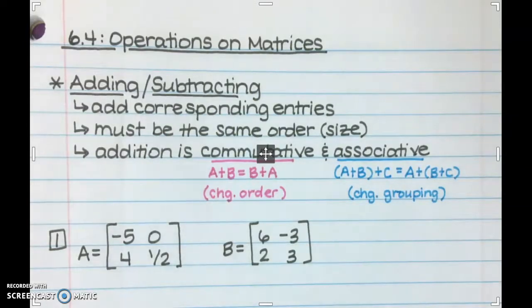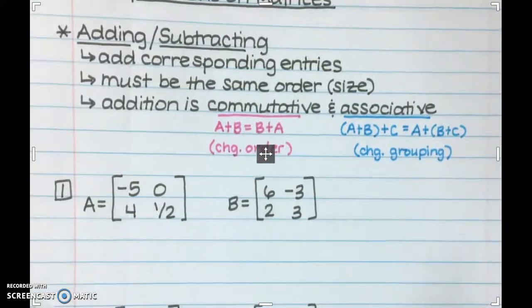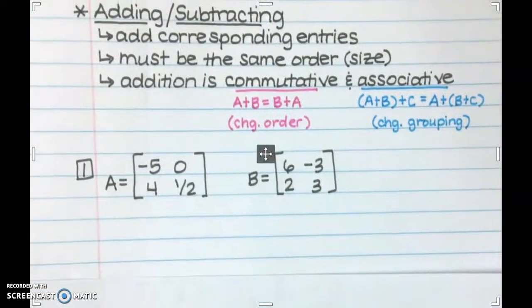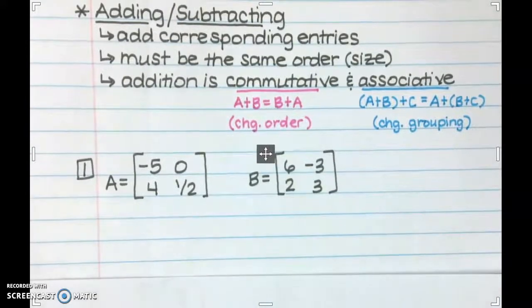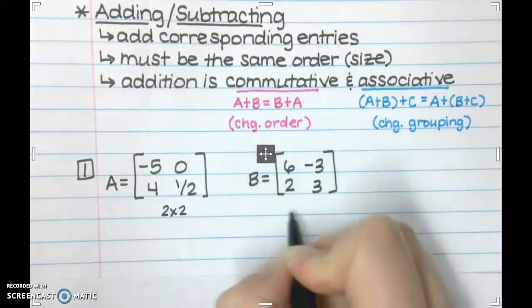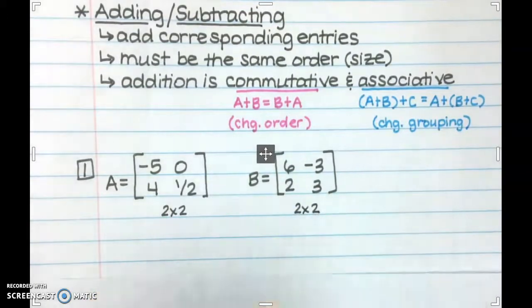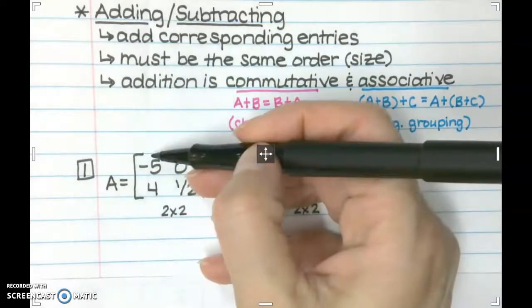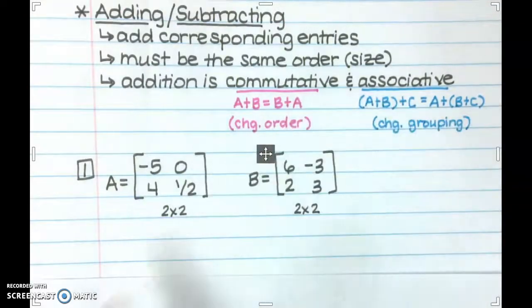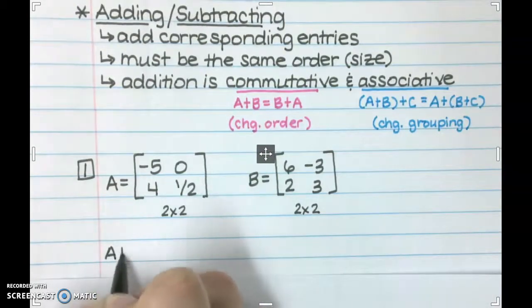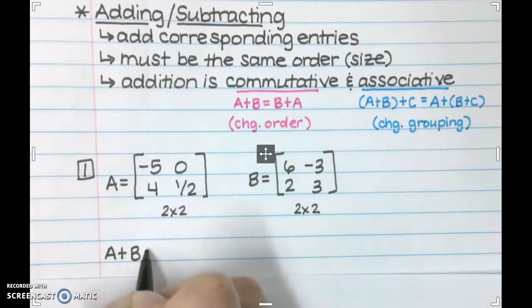I'm going to define matrix A as this 2 by 2 and matrix B as this 2 by 2. That's the first thing we're checking, to make sure that we've got the same size matrix. Remember, I'm talking about rows, so 2 rows by 2 columns, a 2 by 2. These are the same size, and so we will be able to find the sum A plus B.